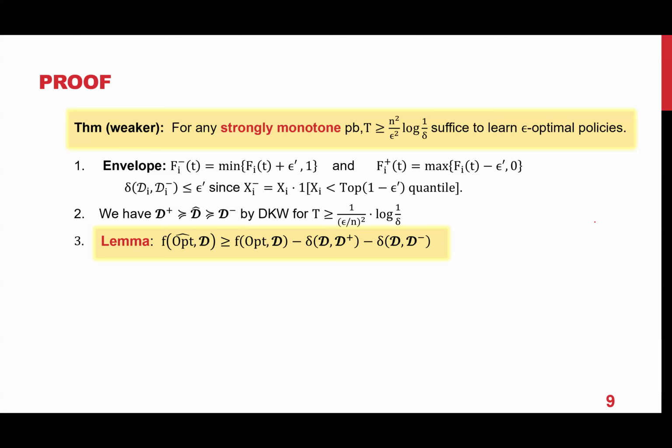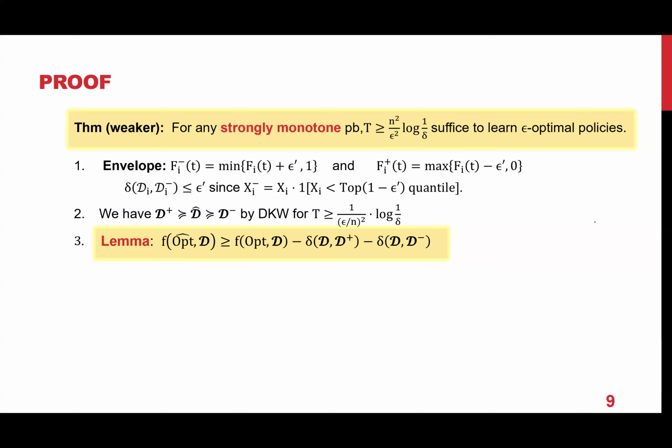I'm evaluating the performance of opt hat on D, because whatever my learned algorithm is, I'm going to evaluate it on the true distribution, not on the learned distribution. That's what I care about. The claim is this is going to be at least the true opt of D on D, minus this epsilon and minus another epsilon. So minus 2 epsilon. Is the statement clear?